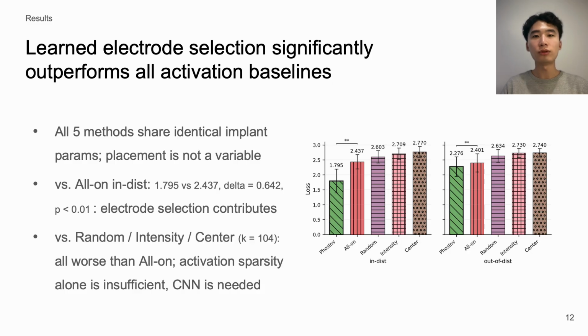Now look at the 3 heuristics that activate the same small number of electrodes, 104 each. Random, intensity, and center are all worse than all-on, even though they fire far fewer electrodes. That tells us sparsity alone is not the point. You need a learned selection strategy, and the CNN is doing real work here.